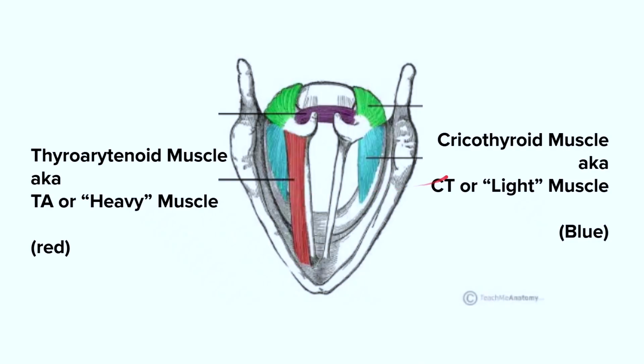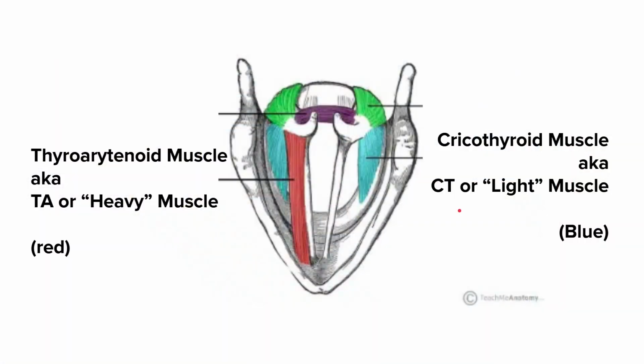On the flip side is our cricothyroid muscle or CT muscle, or, well, since we can't remember letters in random combinations, it's the light muscle. There's a little bit of a problem with using heavy and light because it gets us into some issues when we're singing, but these are the words that are more commonly used. The ones highlighted in blue are the CT muscles, and we have them on both sides. There's no red muscle marked on this side, but it's there.